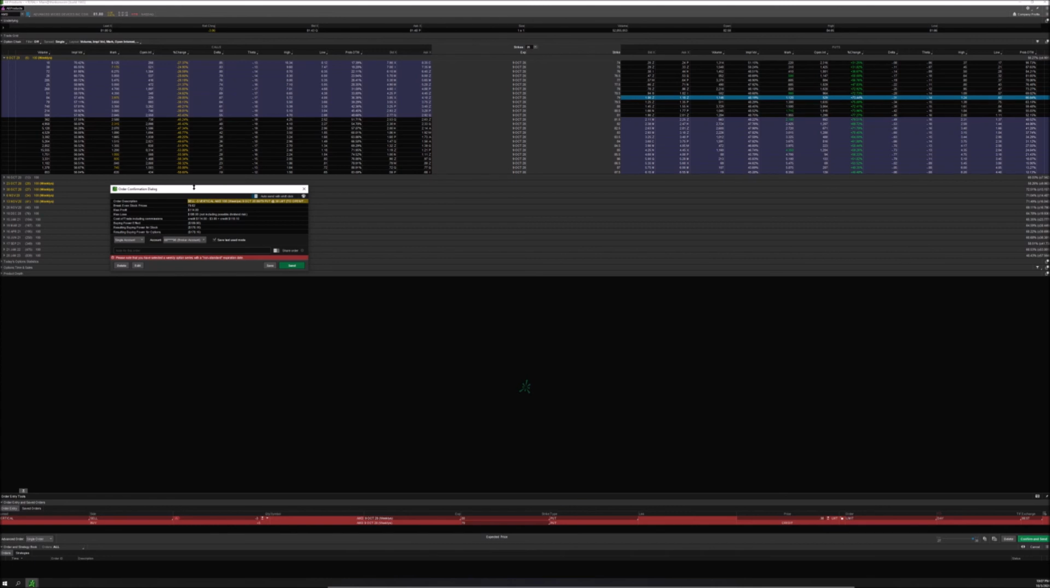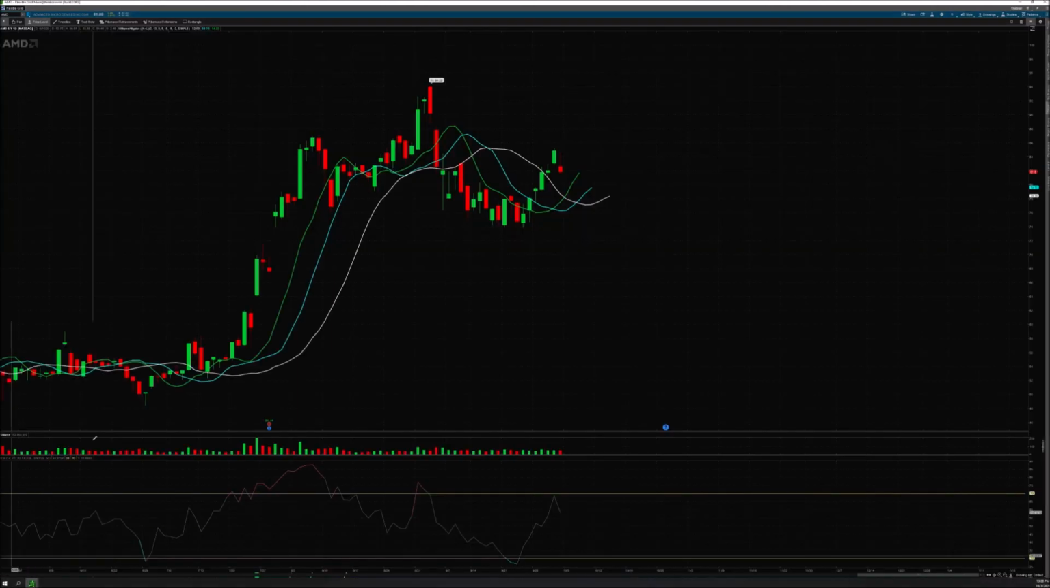So let's say you sold it on Friday, and you collected $114 for this coming Friday's expiration. Let's assume that it gets up here when it opens on Monday.